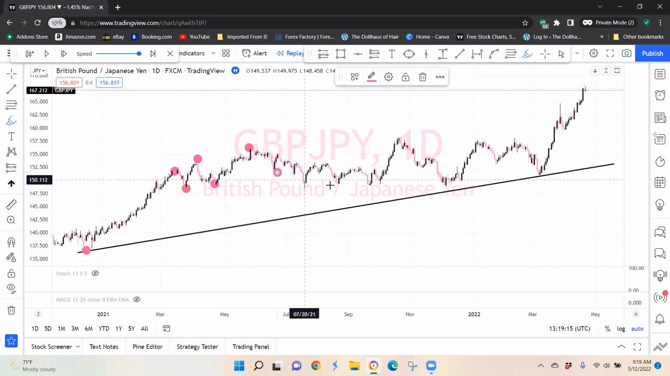And then at this point, price started to move in what we would call a sideways or consolidation period, meaning price didn't have a clear overall trend.